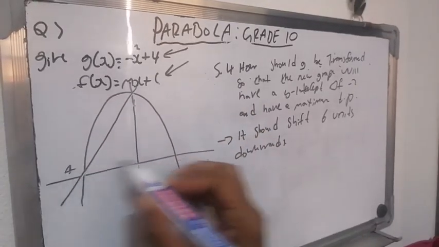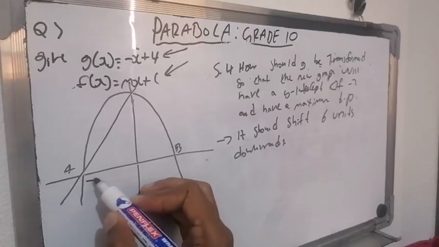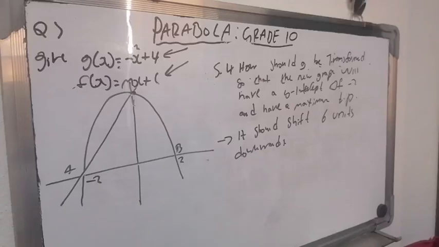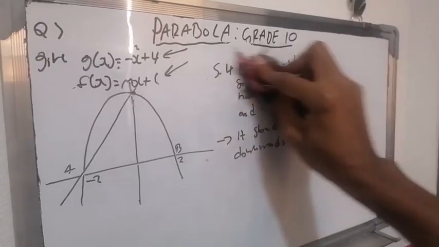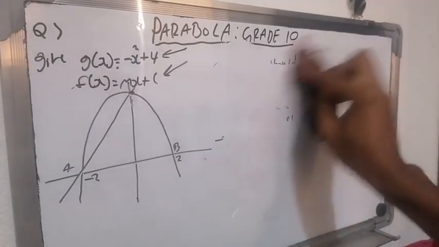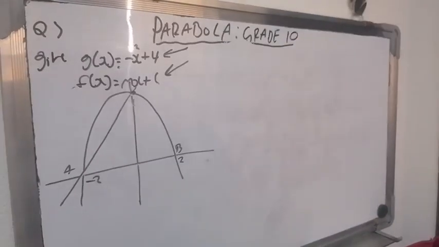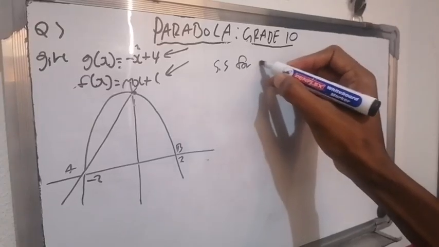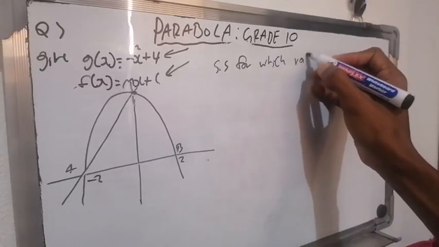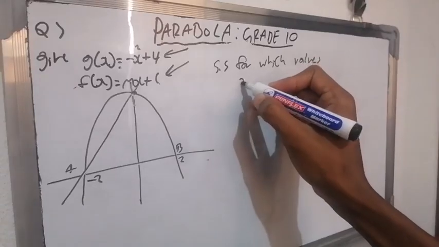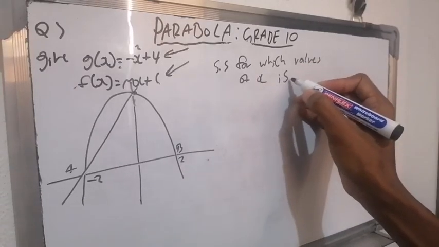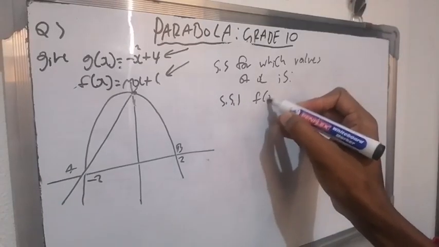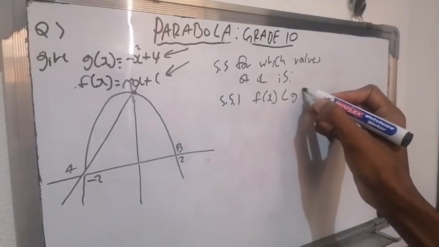Okay, this was your A, this was your B, and then this was at -2, this was at 2, something like that. Okay, so the following questions will look like that, and I want you to understand what they mean. This is 5.5. They said, for which values of x is, and then 5.1.1, f of x less than g of x.